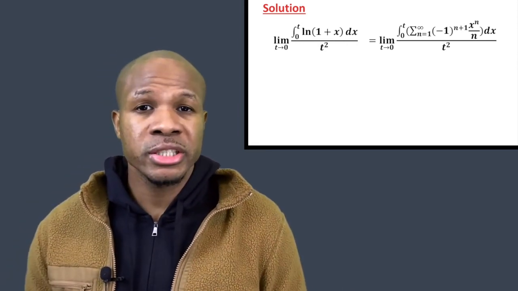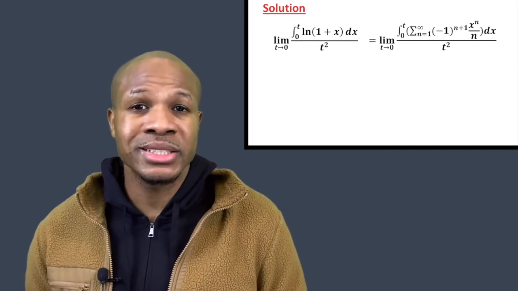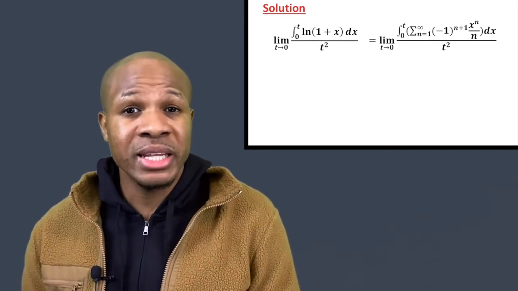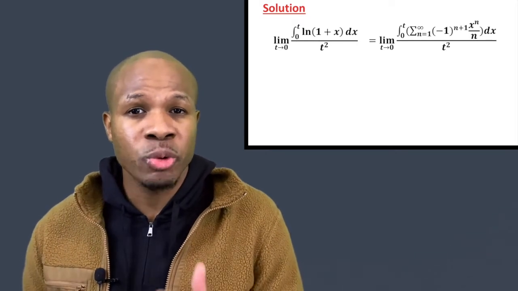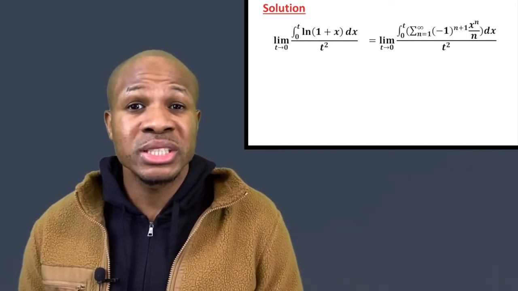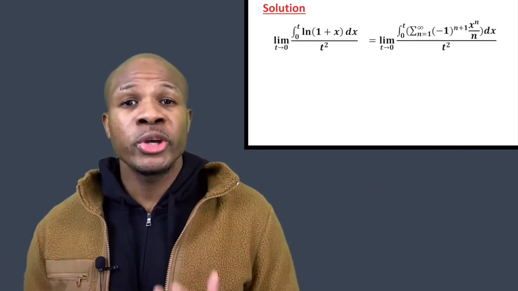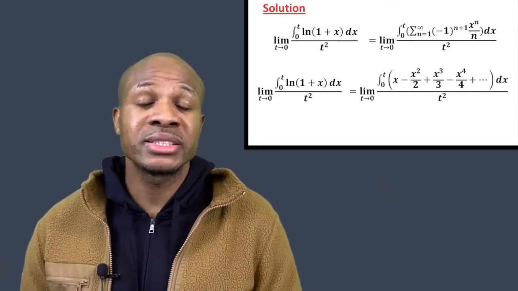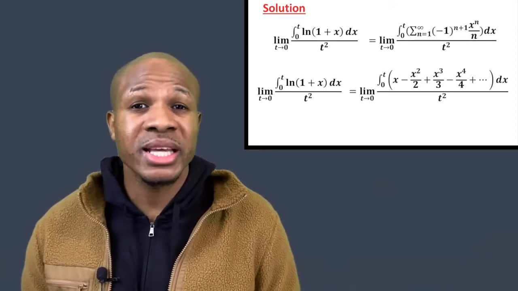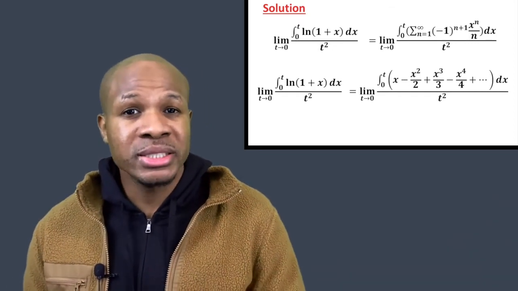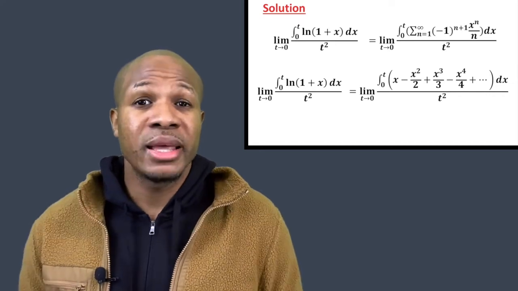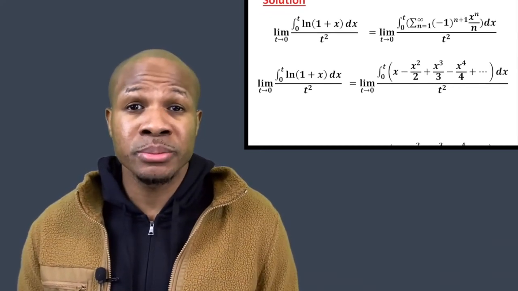And you should know that the Taylor series of the natural log of 1 plus x is equal to the sum of n equals 1 to infinity of negative 1 raised to the n plus 1 power times x raised to the n divided by n. And when you expand this series, you get x minus x squared divided by 2 plus x to the 3 divided by 3 minus x to the 4 divided by 4, etc. Okay? And now we can go ahead and integrate these terms one by one.